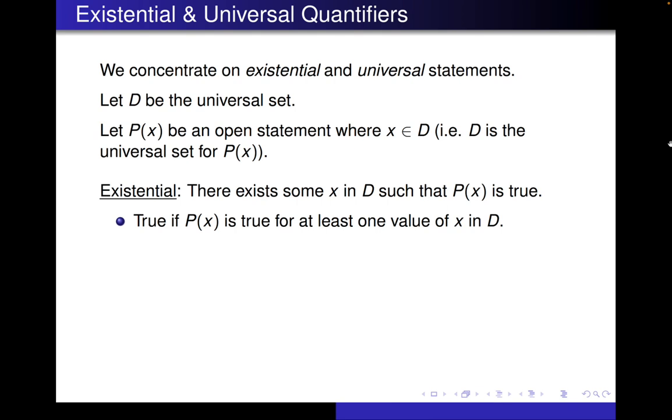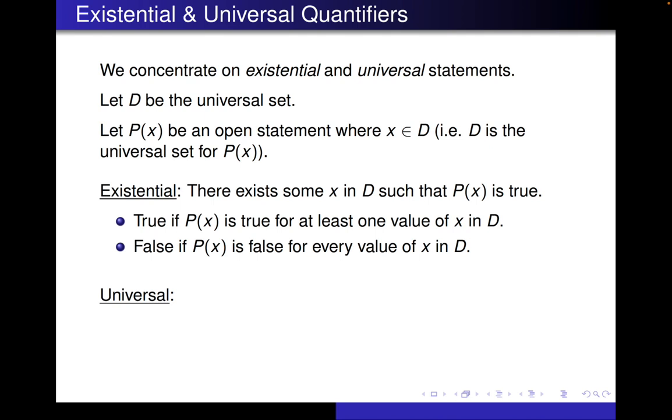And that also means on the flip side it's going to be false. The only way it's going to be false is if P of X is false for every single value of X in D. Because again, if even one of those values of X in D makes it true, the existential statement is true.